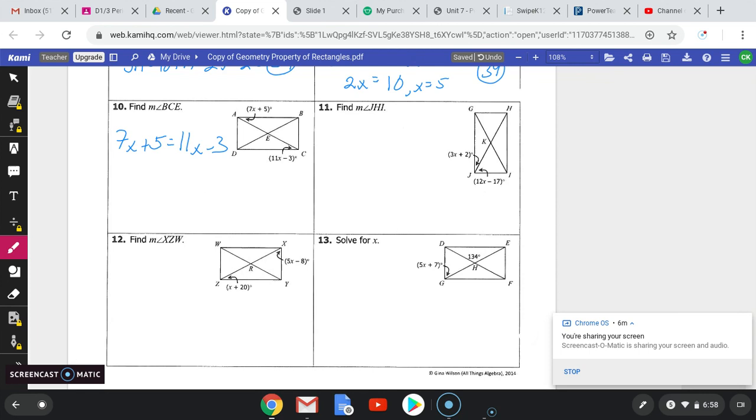So when I do solve for it, I do get x equals 2. But what do they want? They want angle BCE, which is this one right here. Gee, they didn't give me anything to plug it into. Well, I know I need to plug it into the one next to it, so let's do that. 11 times 2 minus 3, which is going to get me 19.